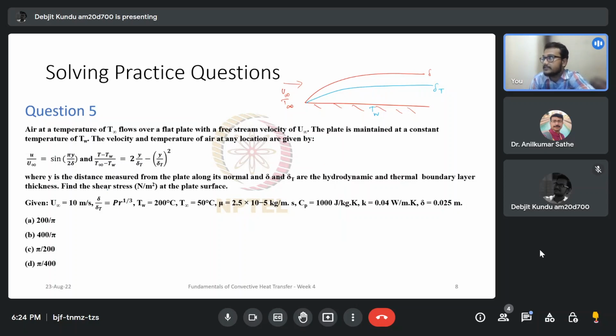The question is, find the shear stress at the plate surface. So nothing but this tau w we have to find out. There are a ton of other information also given. The value of u infinity, delta, delta t, the flow condition, that is Prandtl number to the power one third. The TW value is given, T infinity is given, the properties of the fluids are also given, mu, cp, k, as well as the hydrodynamic boundary layer thickness is also given at a particular x.